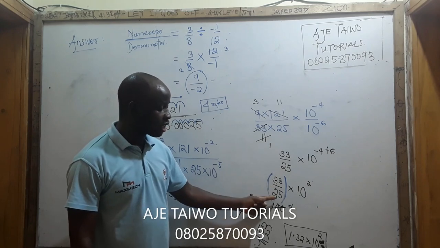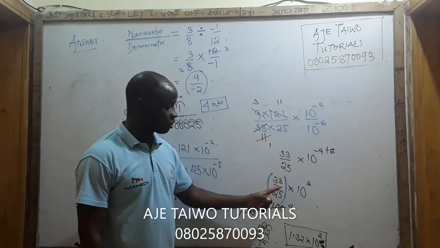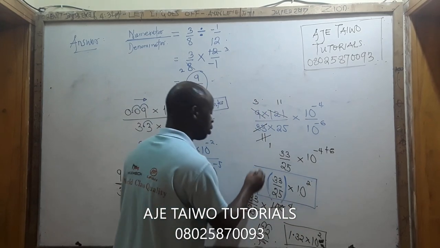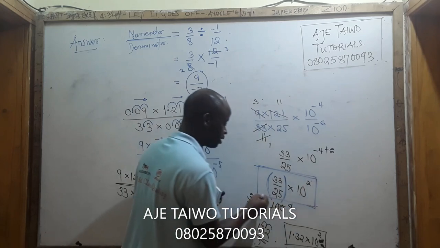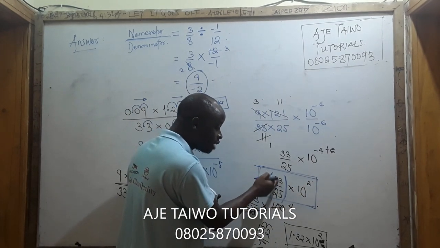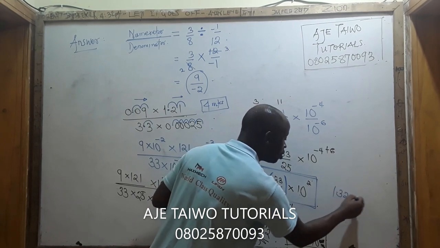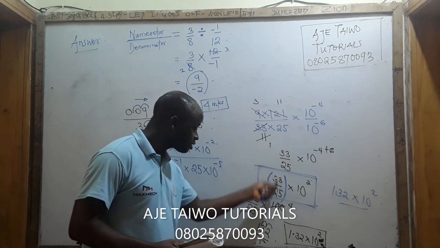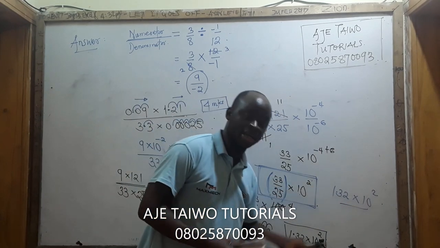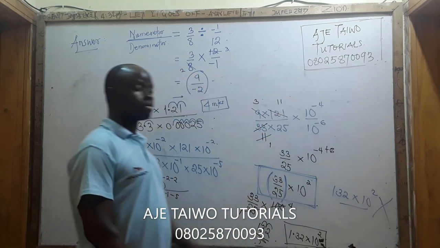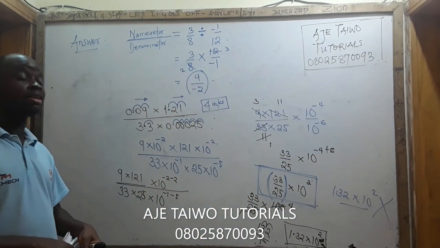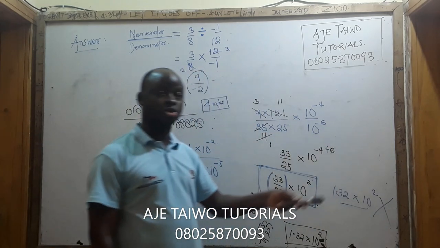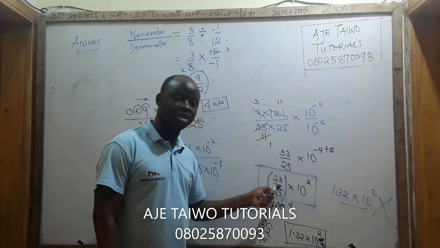Let's calculate here and say 33 over 25. Watch your question. If from this place, you press the calculator here, you now get 1.32 times 10 raised to power 2, like this. You press this one, it gave you this. You now put this one there, you are wrong. You are very, very wrong, because you have just disobeyed the rule that says without using a calculator.